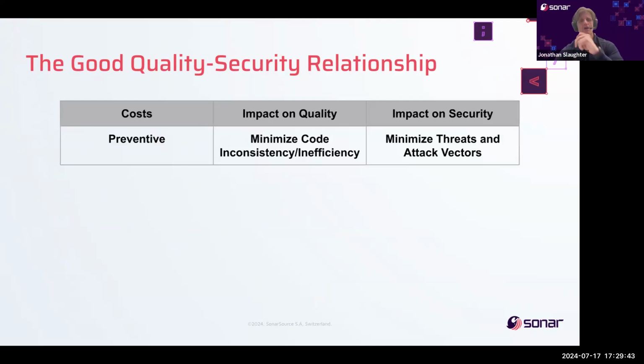So when we think about costs and the preventive costs, on the impact on quality, it's that you minimize your code inconsistency and inefficiency when we think about the software world. When we think about security, you're minimizing your threats and attack vectors. So that's what we're really looking at. So a security prevention is to say, what are the threats? What can derail that? What can take that down?